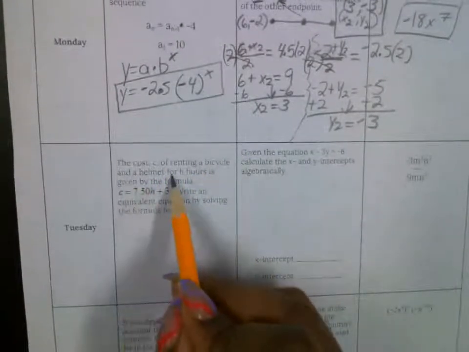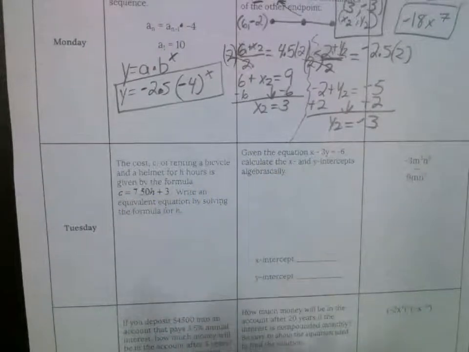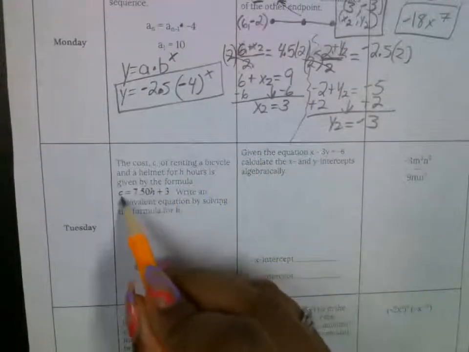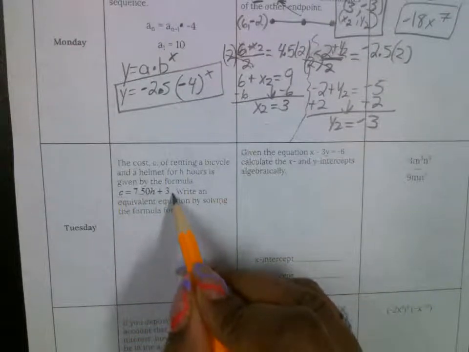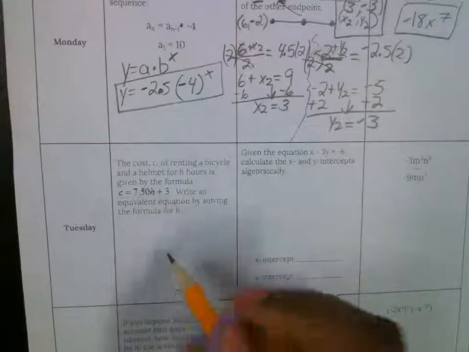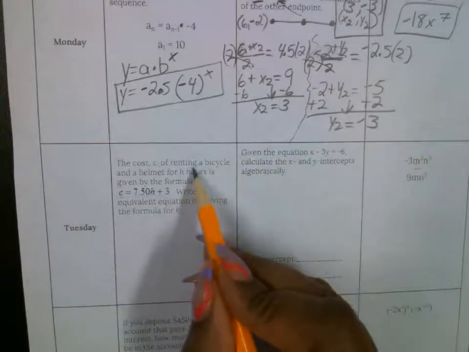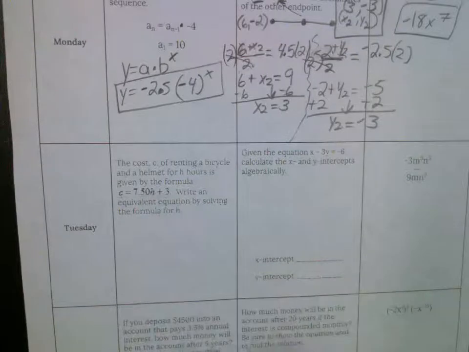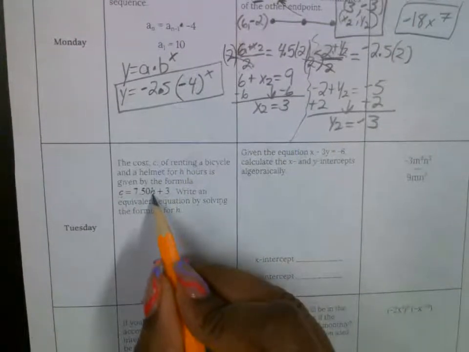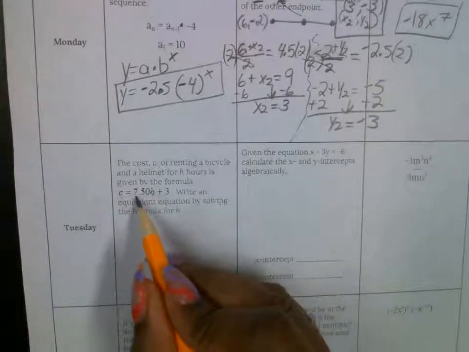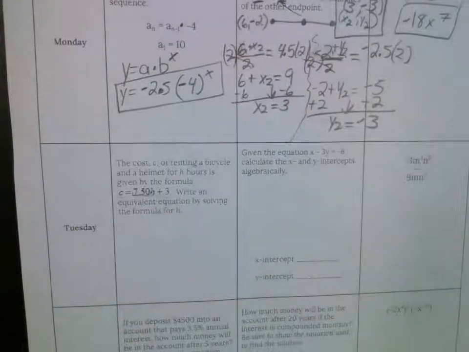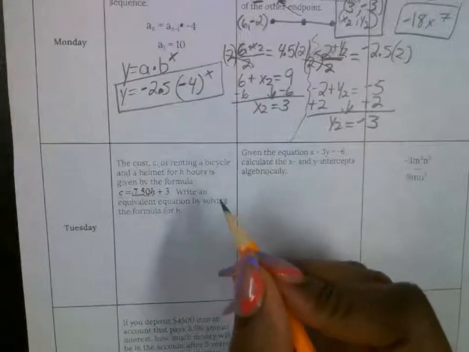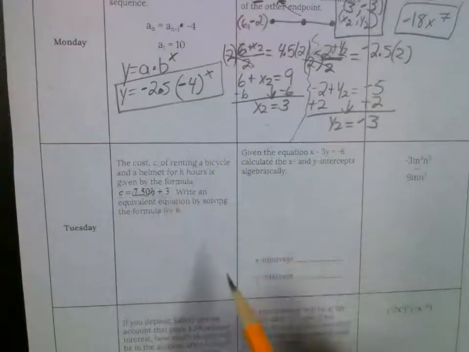Okay, so it says the cost C of renting a bike and a helmet for H hours, so H represents the number of hours, is the formula given. And this is a linear function, okay? It's in slope-intercept form, which is y equals mx plus b. Only for y they use C, which is the total amount for renting a helmet and a bike. And H is the number of hours. So since this is H, the number of hours, which is our x values, then this is our rate. So the rate that they're charging is $7.50 per hour, and you automatically have to pay the $3.